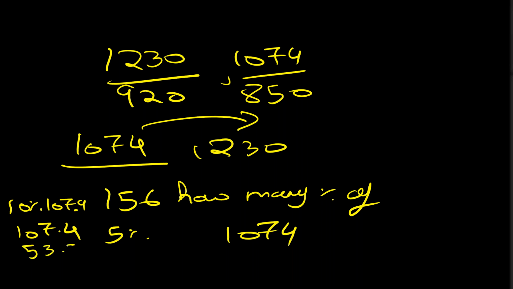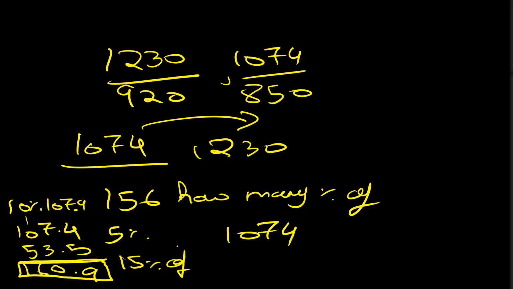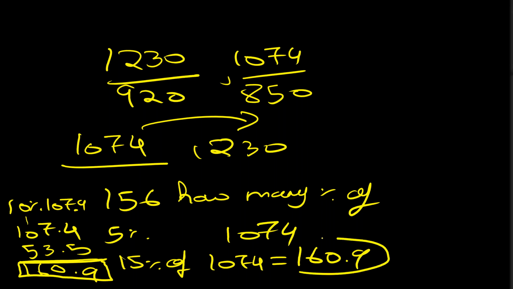Half of 10 percentage, I can write 53.5. I will be adding 53.5 extra. So if I add this, 107.4 plus 53.5, it is approximately 160. So 15 percentage of 1074 is equal to 160.9 approximately. So 160 and 156 both are near values. So I'm saying this is increasing approximately 15 percentage. Can you understand? I'm writing this approximately.